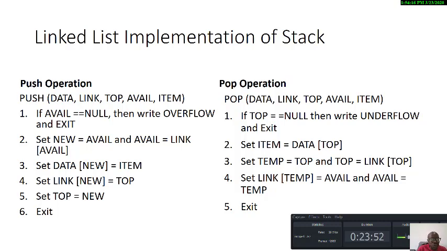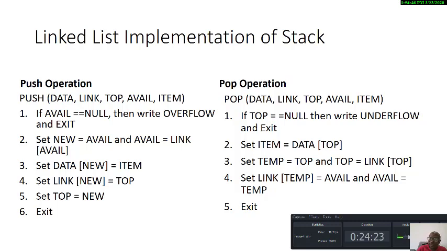So step 2 is taking a new node from the empty list. You are just going to do swapping. We want to swap between the avail and the link of avail, and to do that, we need a third variable called new. So we assign the avail content to new, then we assign where the avail was pointing to, that's the link of avail, to avail.